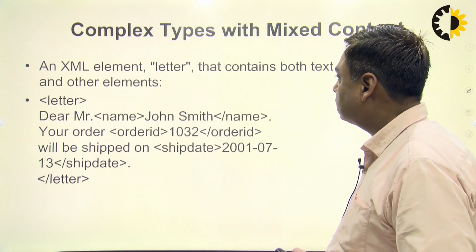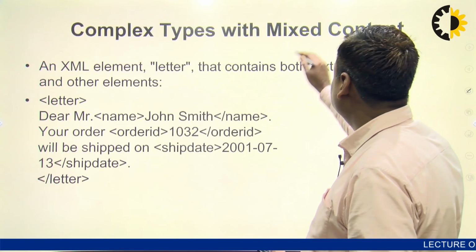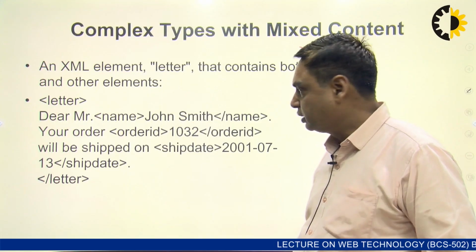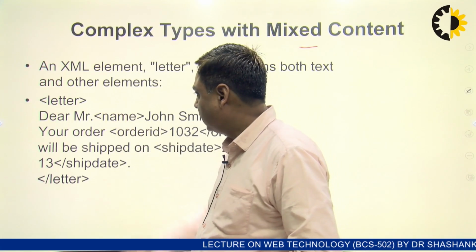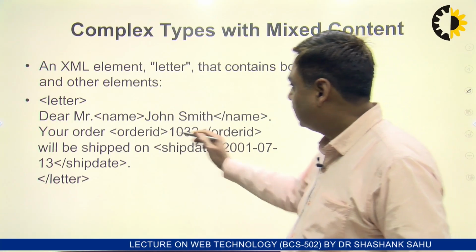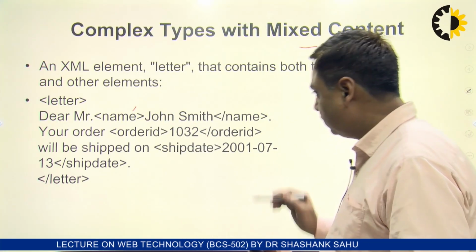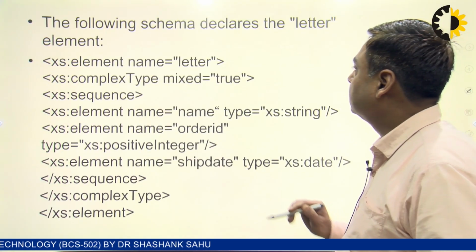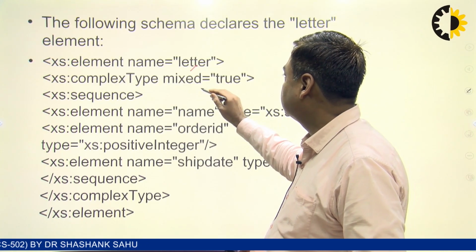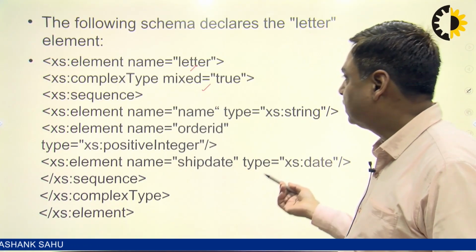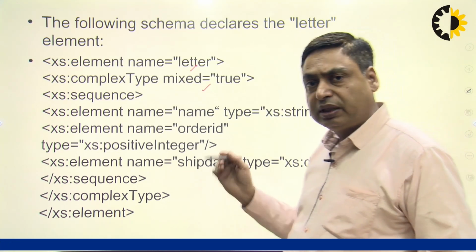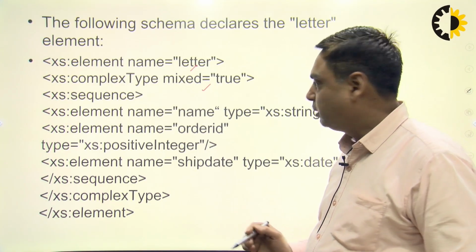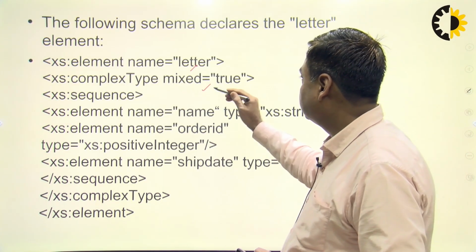You can see. Next, we have complex type with mixed content. If you want to mix, this is one of the XML files with mixed content. Letter is the name of the element and we have text as well as elements also. So we are going to define the XML schema for this element. Now, this is the XML schema. We have defined the letter with mixed equal to true. It is a complex type because the letter element consists of elements as well as text. Both different types are there within the letter. So we have given mixed equal to true.